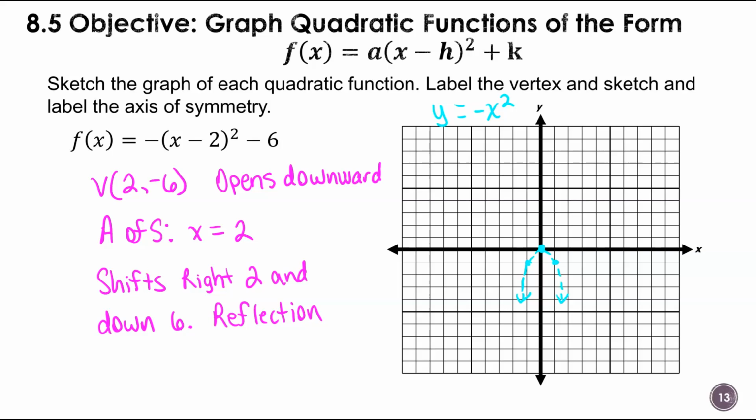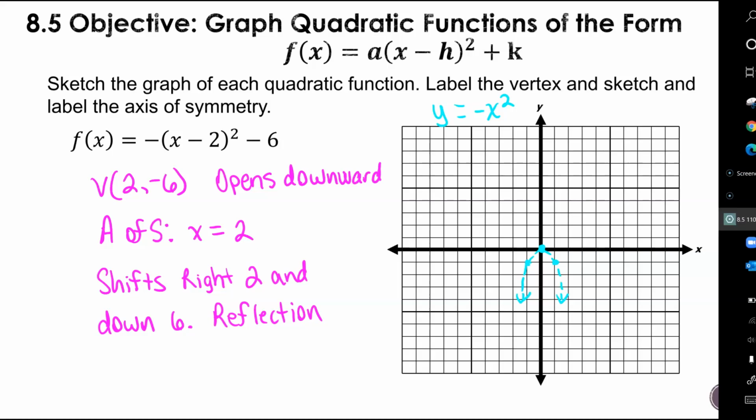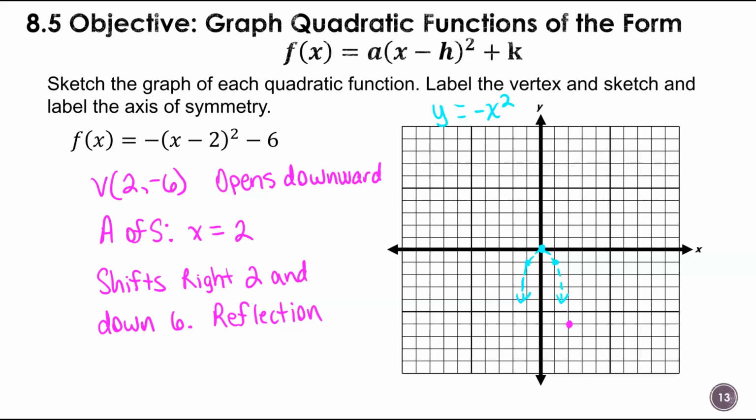Now we are shifting right 2 and down 6. 1, 2, 1, 2, 3, 4, 5, 6. Notice we're at our vertex of 2, -6 just by counting. And so you can find the vertex that way, or you can verify that that's where your vertex is. So if I count from my point on the right, I'm going to count right 2 and down 6. I'm going to count right 2, down 6 from my point that's on the left, and then draw my parabola.